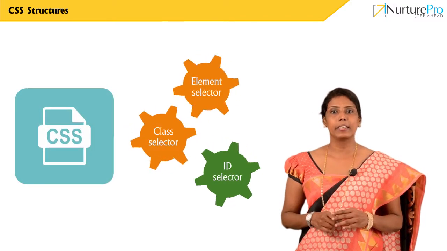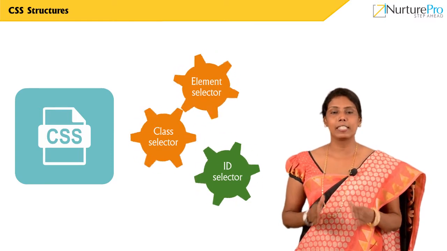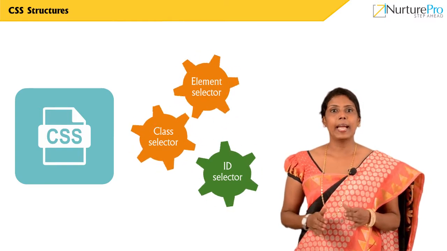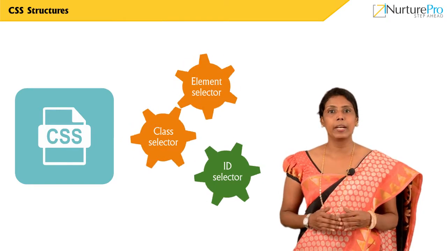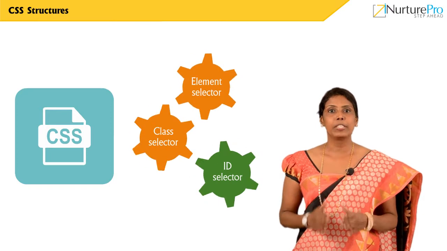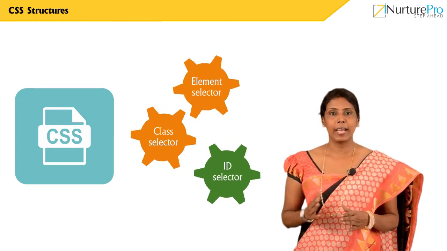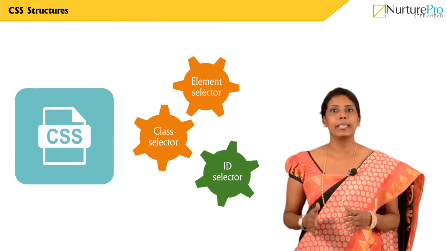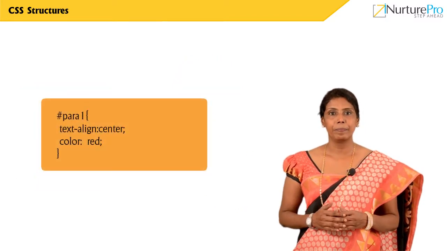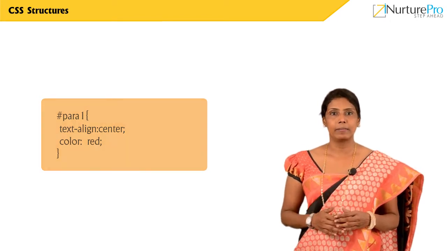The ID selector uses the ID attribute of an HTML element to select a specific element. The ID of an element should be unique within a page and should not start with a number. To select an element with a specific ID, write a hash character followed by the ID of the element. Here is an example for ID selector.